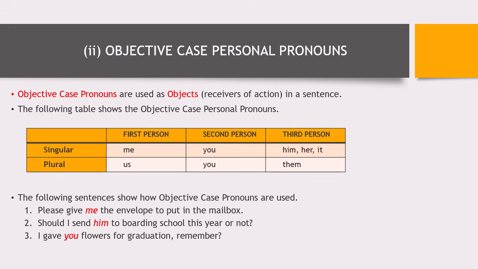Please give me the envelope to put in the mailbox. Here, me is the objective case personal pronoun. Should I send him to boarding school this year or not? Here, him is the objective case personal pronoun. I gave you flowers for graduation, remember? Here, you is the objective case personal pronoun. In the above examples, me, him, and you are the objects.